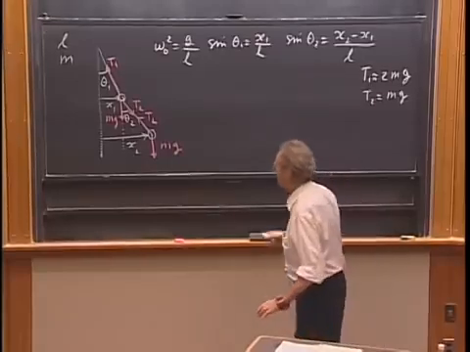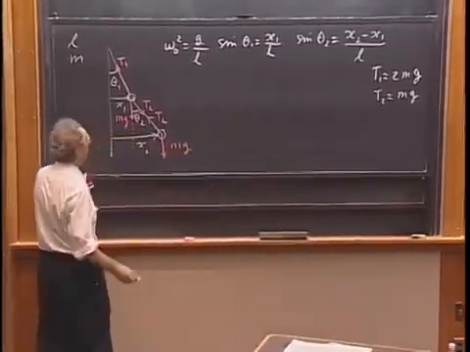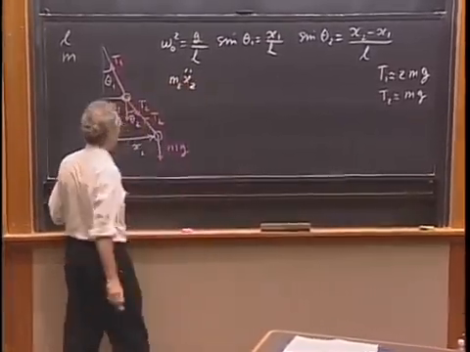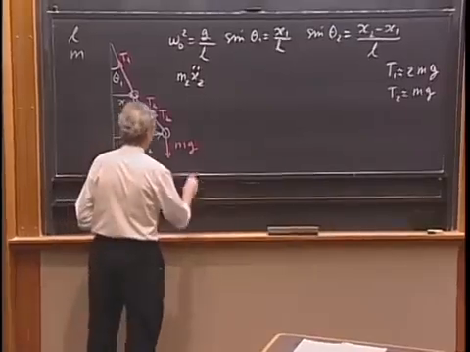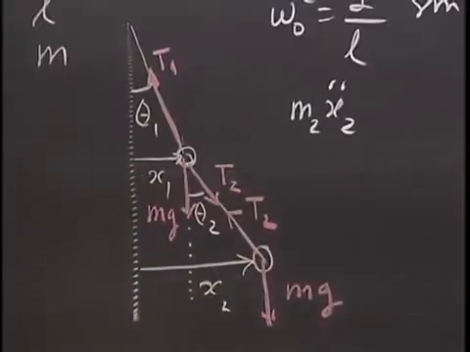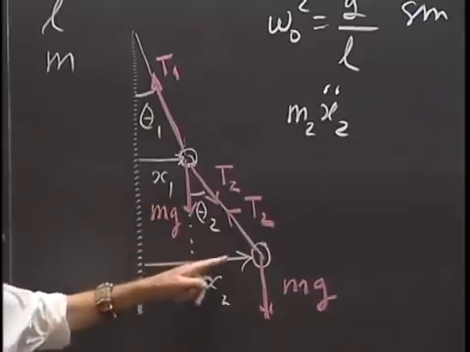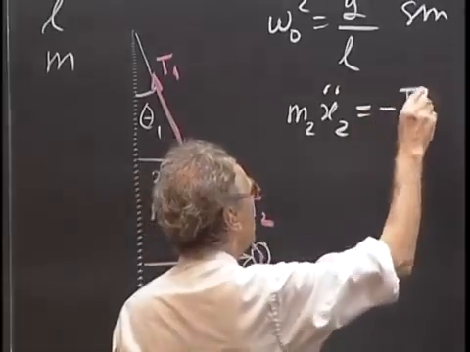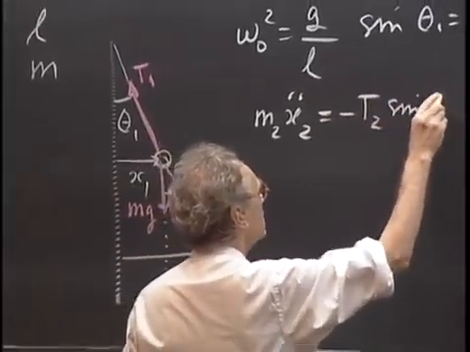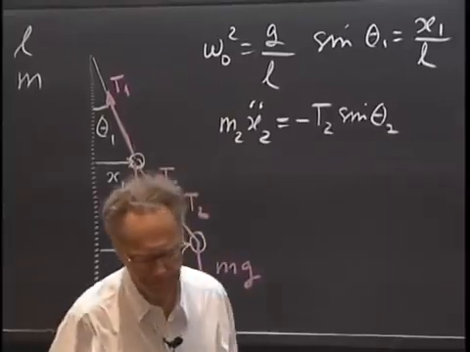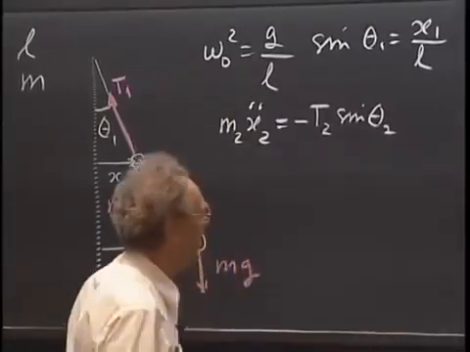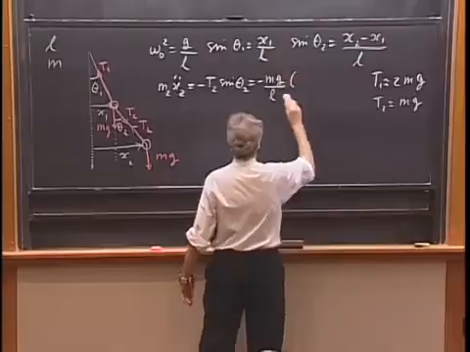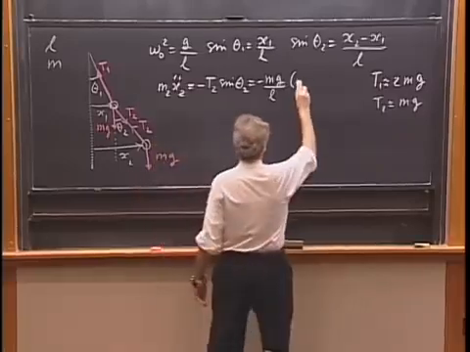So let me first start with the bottom one that has only two forces on it, so that may be the easiest. m2 x2 double dot. And so the only force that is driving it back to equilibrium in the small angle approximation is then the horizontal component of the T2. So that equals minus T2 times the sine of theta 2. And for that I can write minus mg divided by L times x2 minus x1.